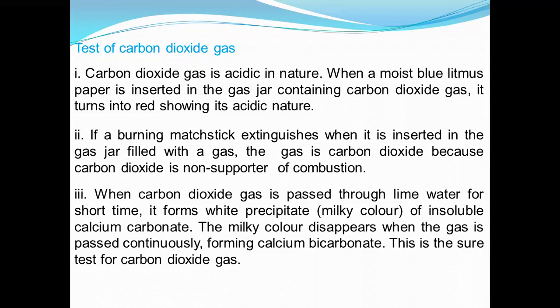But if you pass the carbon dioxide further, even after it has turned milky, if you keep passing carbon dioxide gas there, that milky color will change into a colorless liquid, forming calcium bicarbonate, and this proves that the produced gas must be carbon dioxide. And so this is the CO2 test.